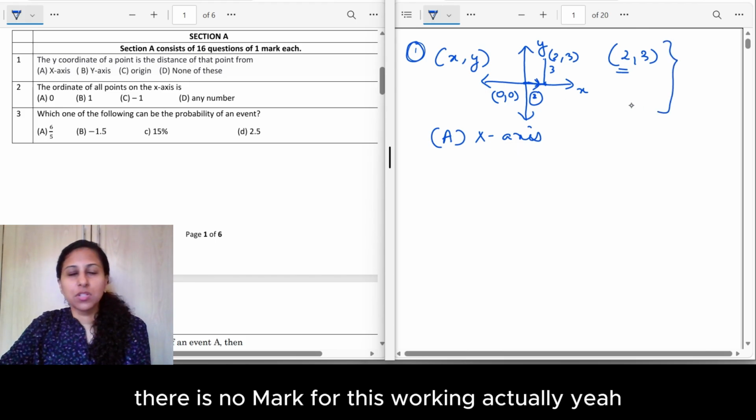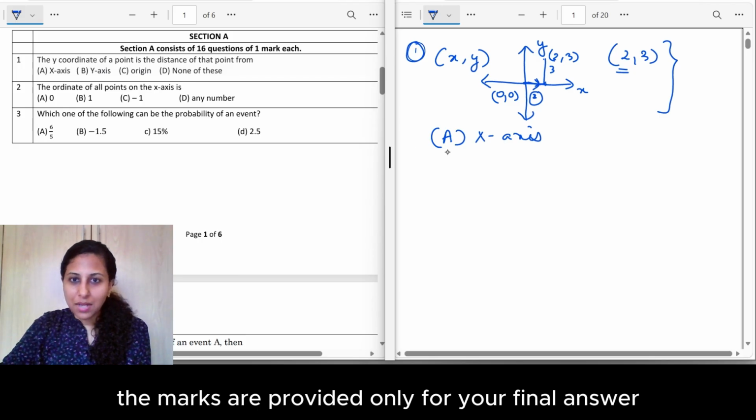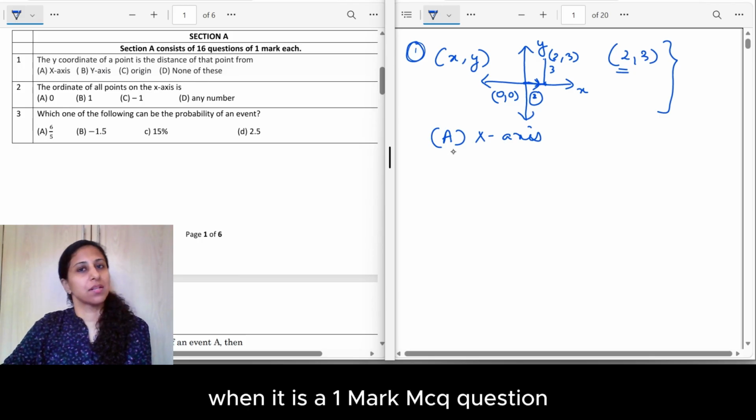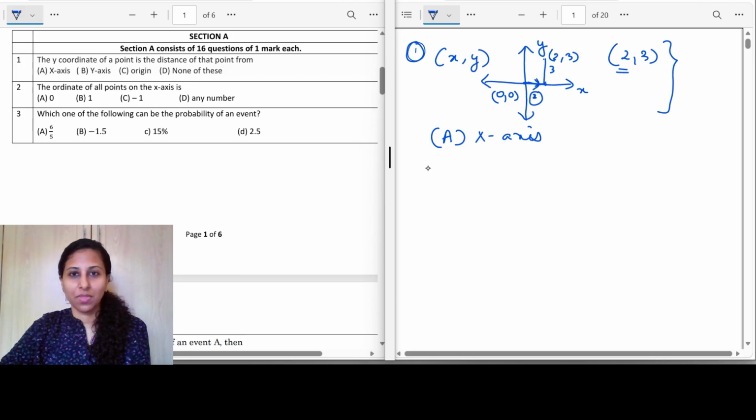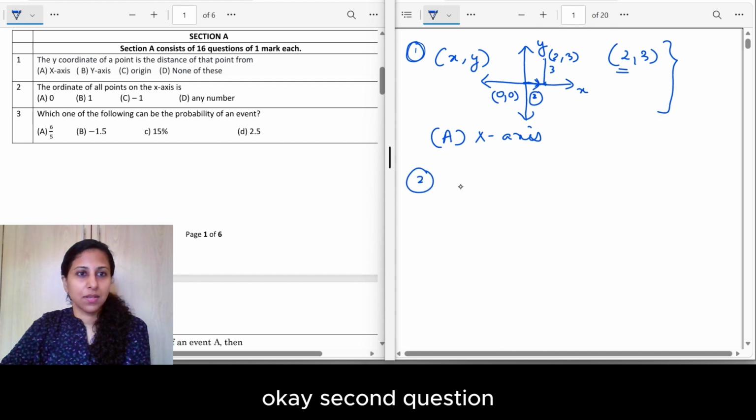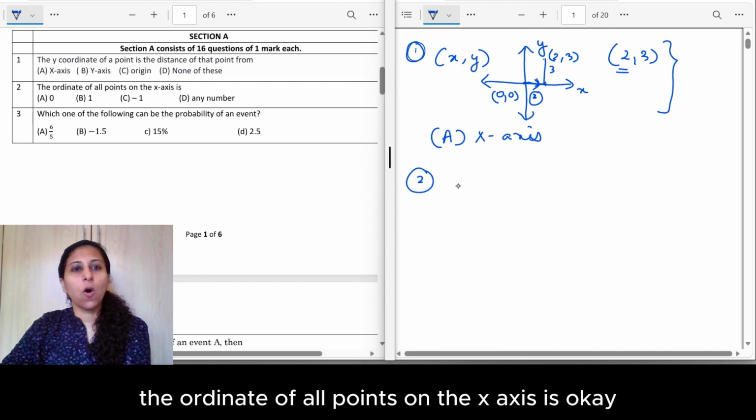There is no mark for this working actually. Yeah, the marks are provided only for your final answer when it is a 1 mark MCQ question. Okay, second question. The ordinate of all points on the x-axis is.